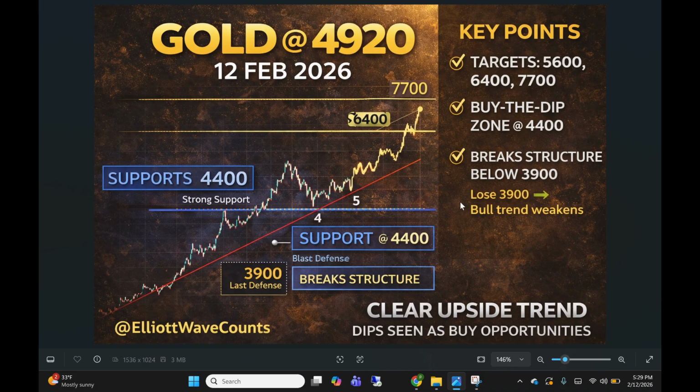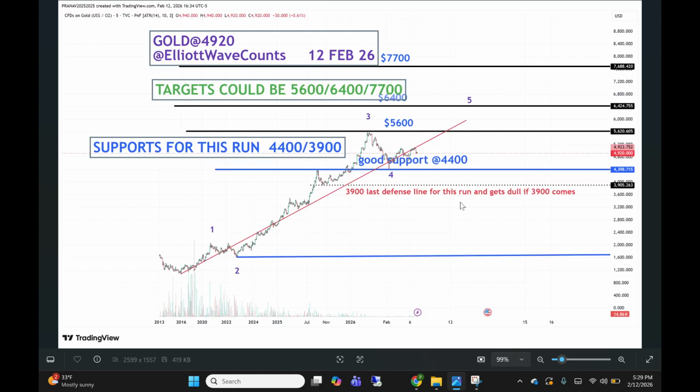Let's go in the chart so you can see it clearly. So basically, the targets are still 5600, 6400, and 7700. Good support exists at 4400, and the last line of defense is 3900. Anything below 3900 shows weakness, and we would have to see how the structure looks around 3900 if that happens to be the case. But as of right now, I'm not looking for that level. There is no weakness on it.